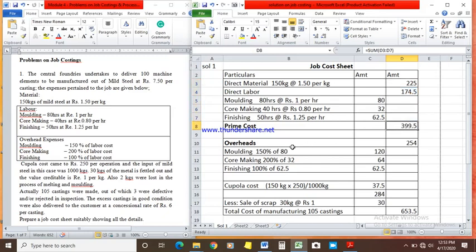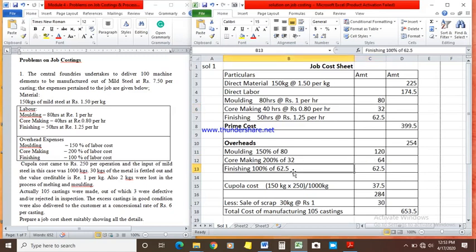So the total of direct material and direct labor, if we do, we get what is known as a prime cost. Now when it comes to the overhead expenses, molding is given as 150% of labor cost, so that is 150% of labor cost of molding department. So 150% of 80, if I calculate, it comes to 120. Core making 200% of the labor cost of core making department, that is 32. So 200% of 32, it is 64.